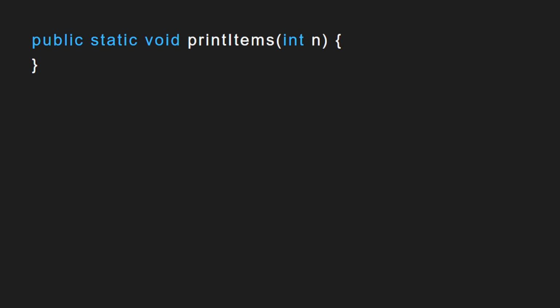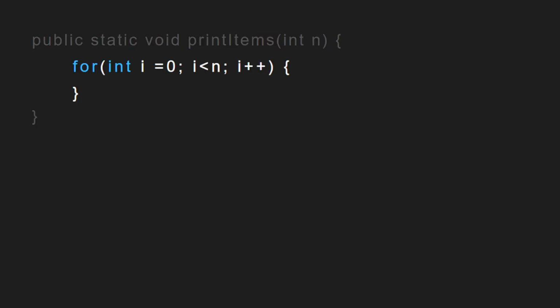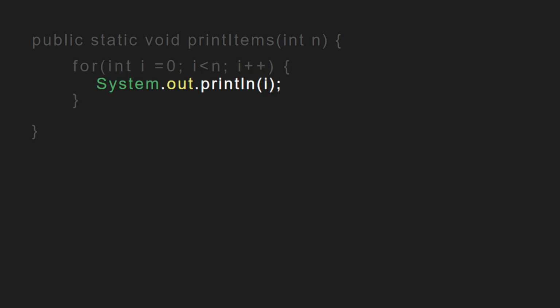We are going to call it the print items method. We'll pass it an integer n, and then we have a for loop that is going to run n times, and then we will print out i from the for loop. So now let's take a look at this in the editor.